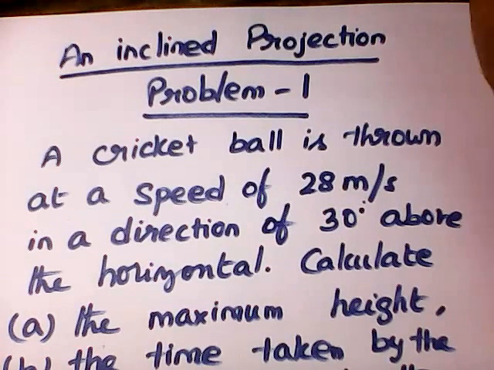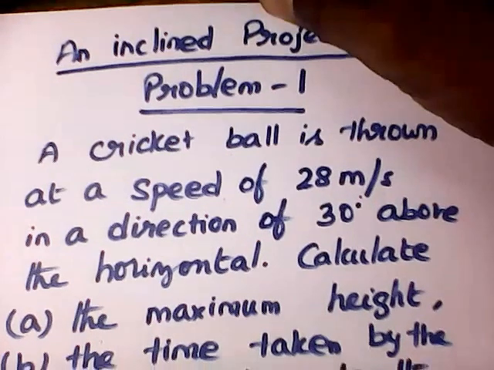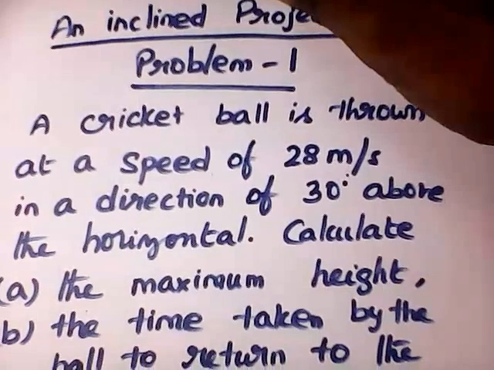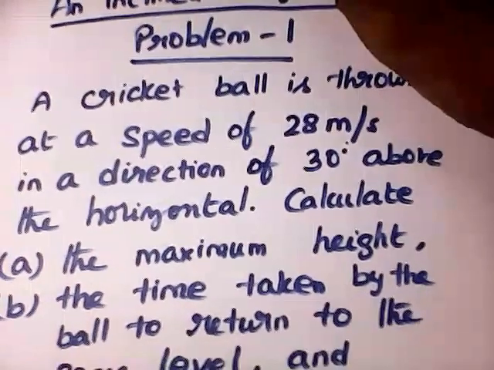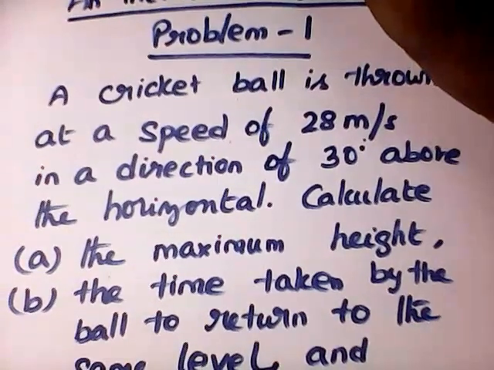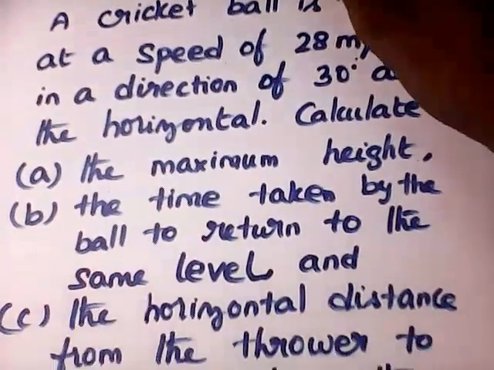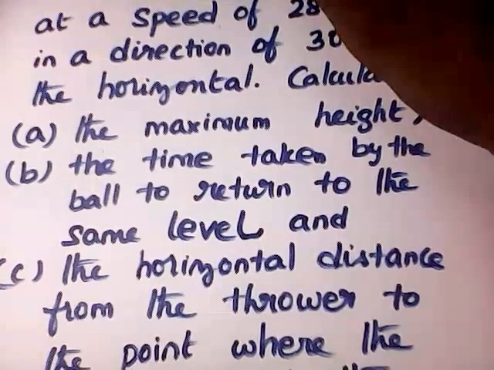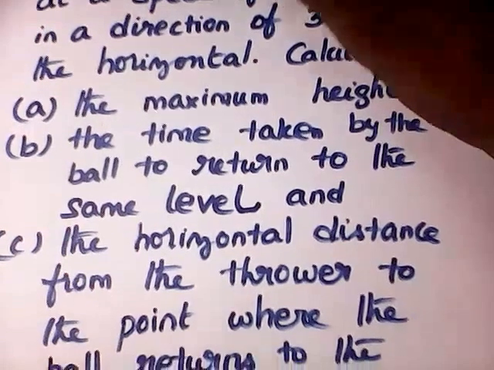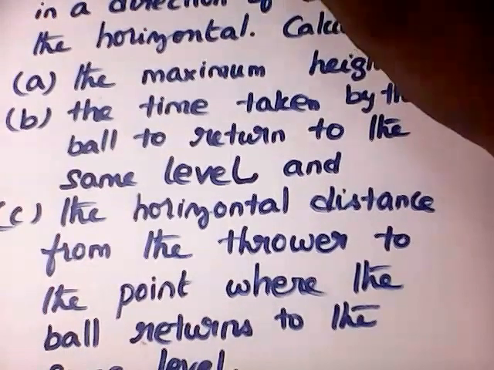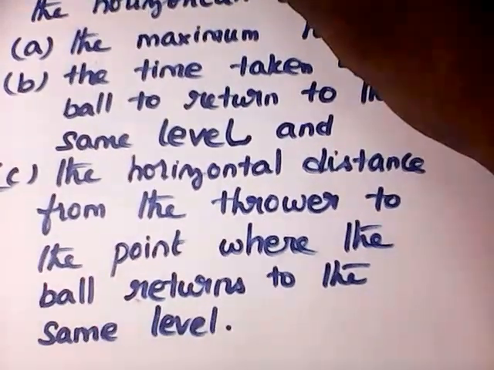Today we are going to see the sum on inclined projection. A cricket ball is thrown at a speed of 28 meter per second in a direction of 30 degree above the horizontal. Calculate first, the maximum height. Second, the time taken by the ball to return to the same level. And third, the horizontal distance from the thrower to the point where the ball returns to the same level.